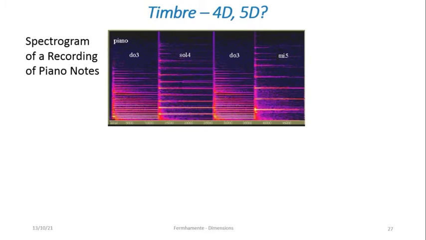Here we can see what is called a spectrogram of a recording of some piano notes. They're actually from a major chord. We can see on the y-axis the frequency, and on the x-axis, or the horizontal axis, the time. So we can see how the frequencies change in time. The intensity of the frequency is visualized with color. So we actually can see that we already have three dimensions here: one for the different frequencies, one for the amplitudes of the frequencies, and time.